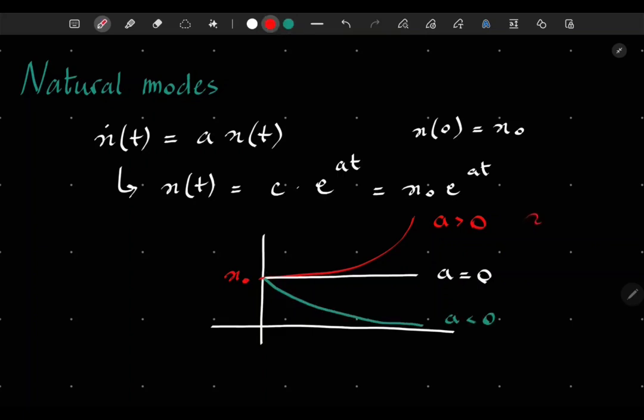In the first case, we see that the system is unstable as the state diverges indefinitely as time goes on. In the last case, we see that the system is asymptotically stable as the state converges to 0 as time goes by. And finally, in the case where a equals 0, we will say that the system is just marginally stable or simply stable.